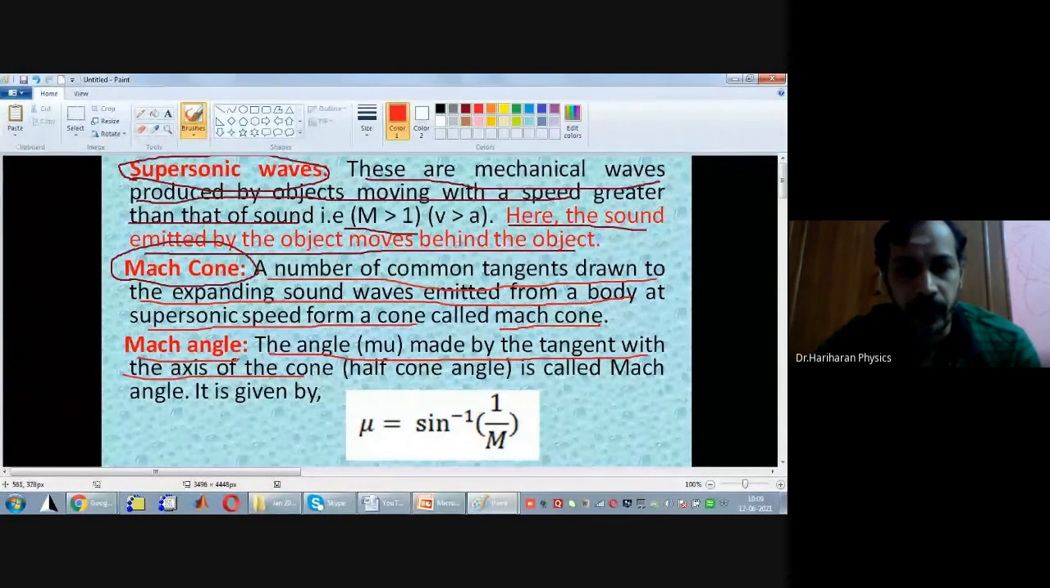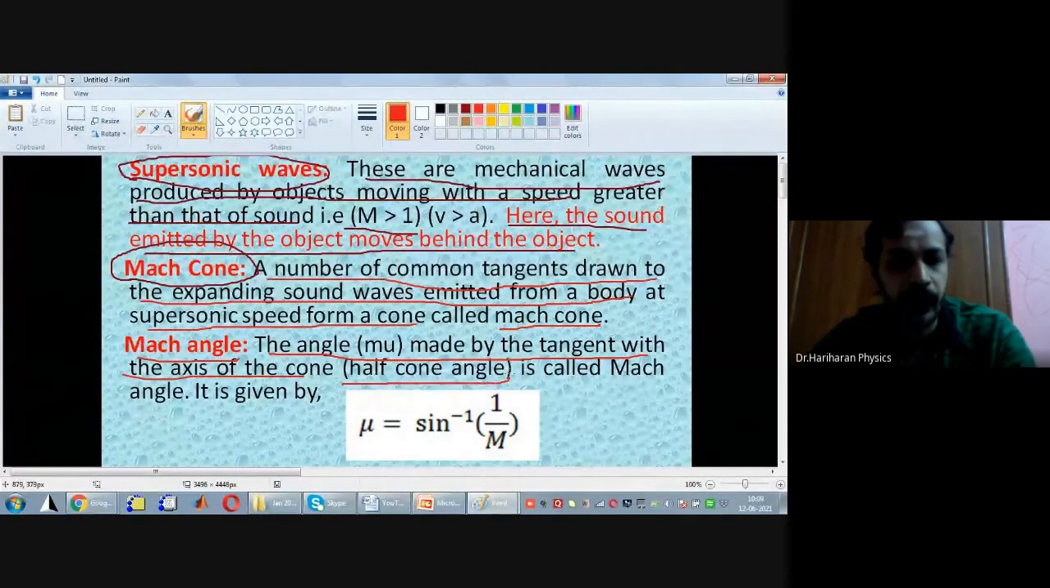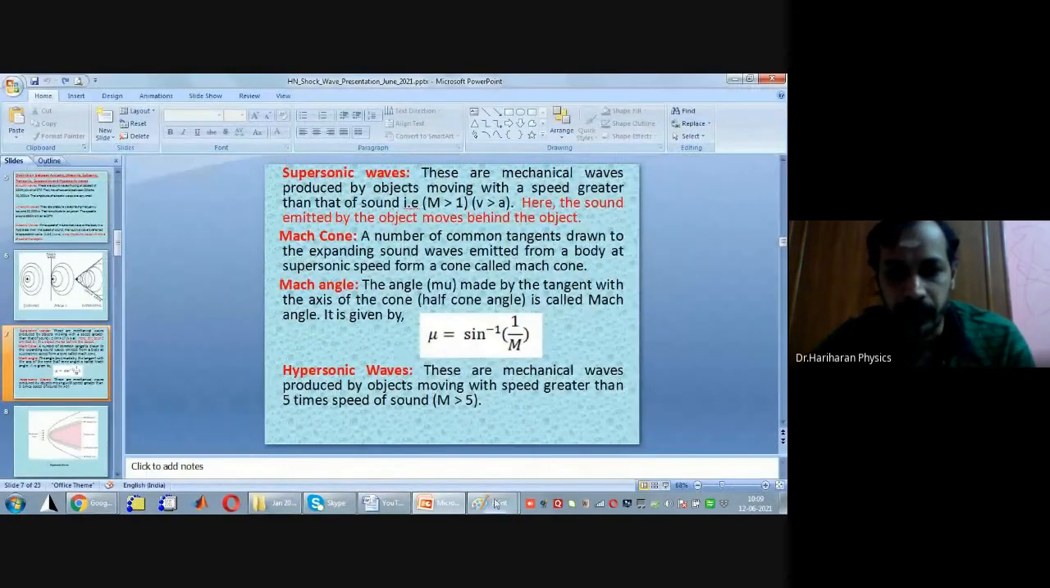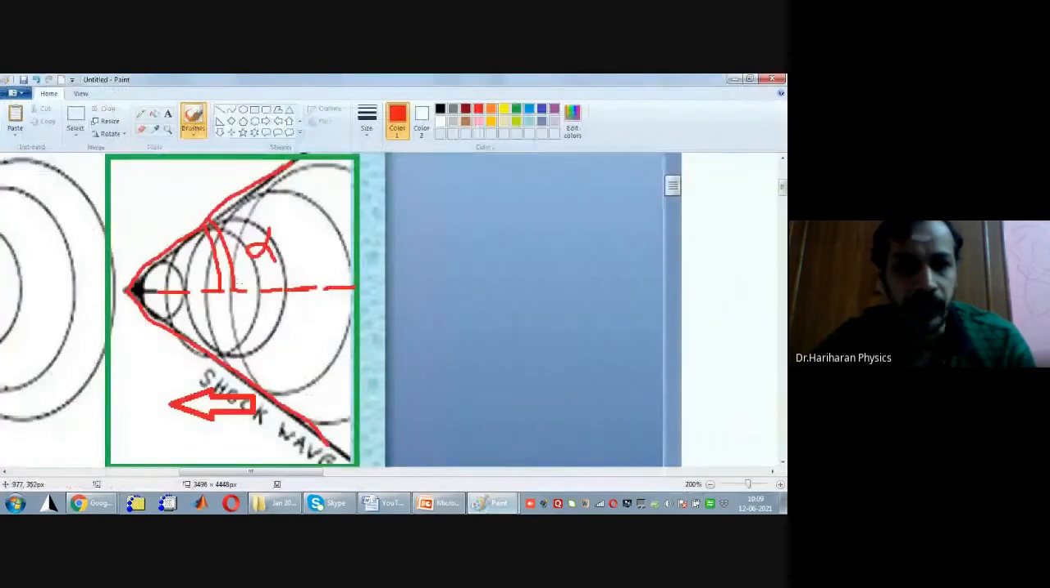Okay, and it is going to be what? Half the cone angle. Half the cone angle means that is what I told. If this whole angle I call it the angle of the cone, half of that is this angle. Okay, once again I'll repeat. Don't worry. Let me first define what is Mach angle.